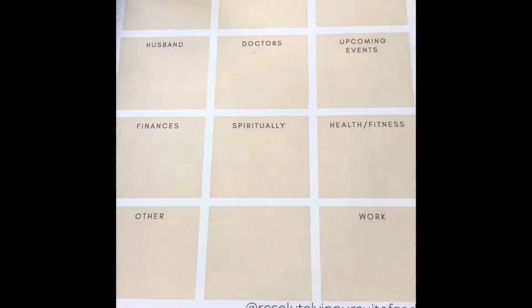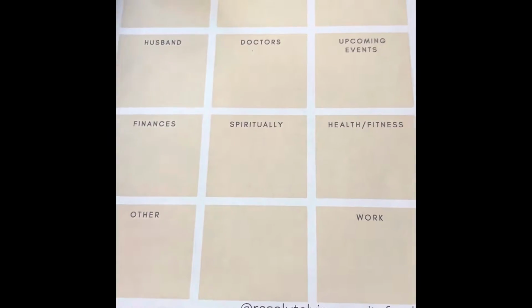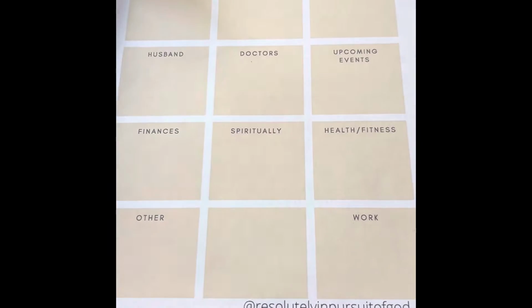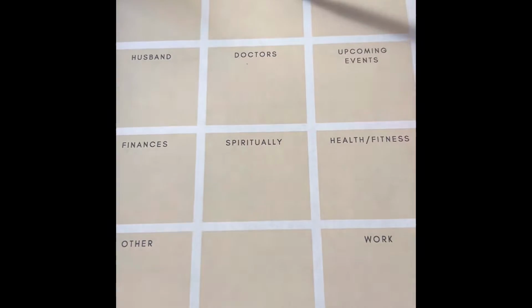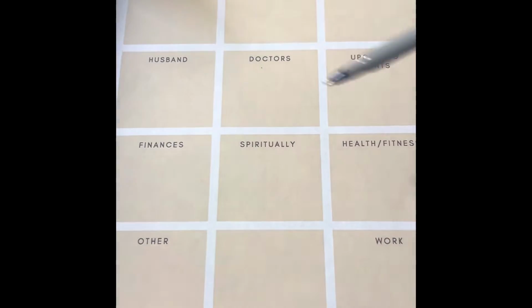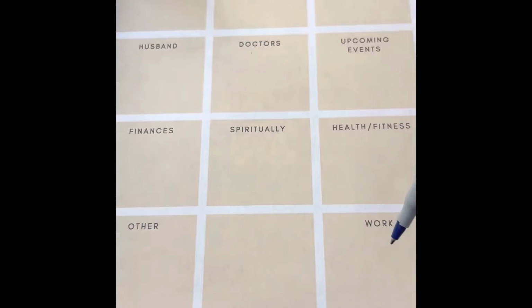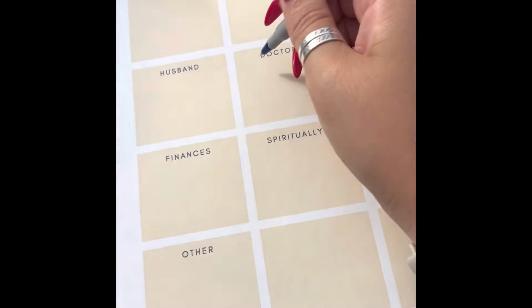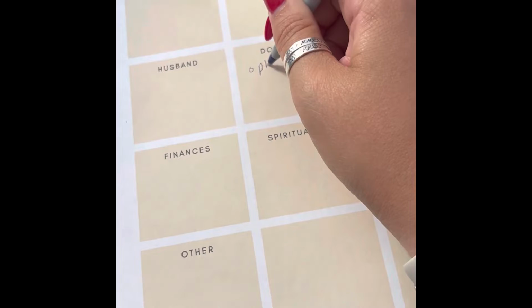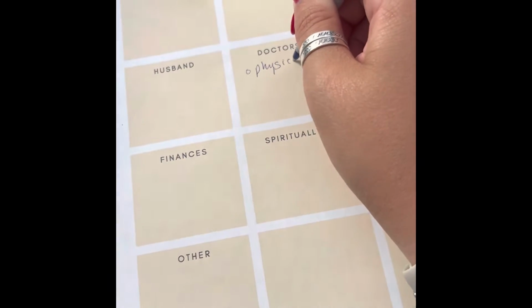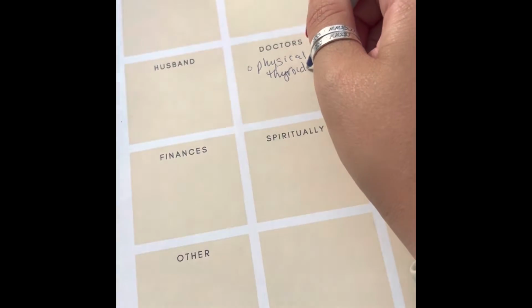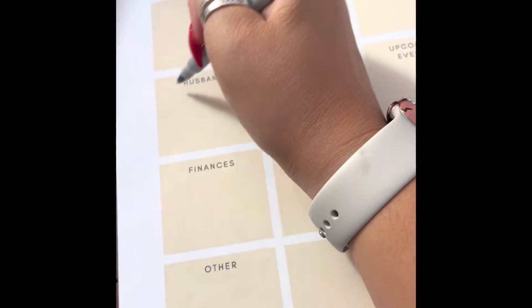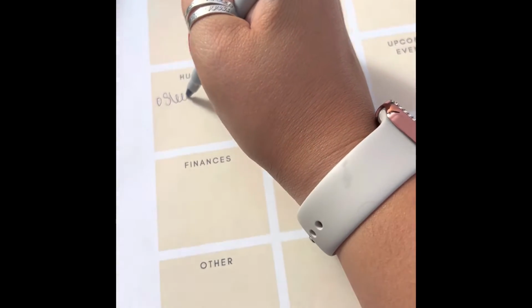Okay, so here's a better view of the brain dump. And the reason why I really like this sheet, especially if you're doing this for the first time, is because it has categories. So you can think about all the things you need to do for yourself. Like I know that I need to make a physical appointment and I need to have my thyroid checked, right? My husband, we're working on his sleep apnea.